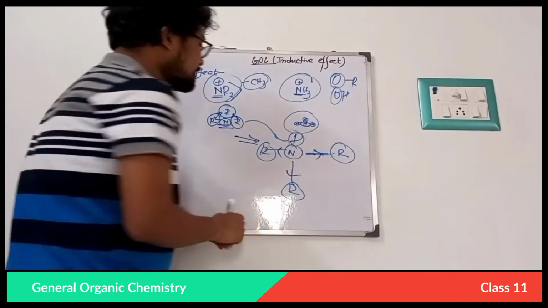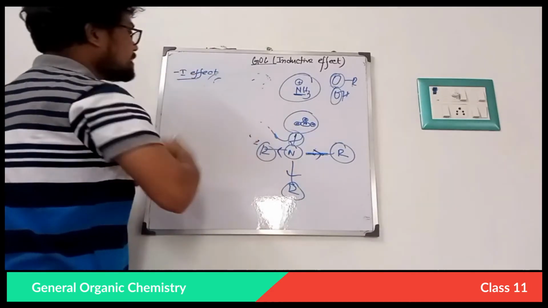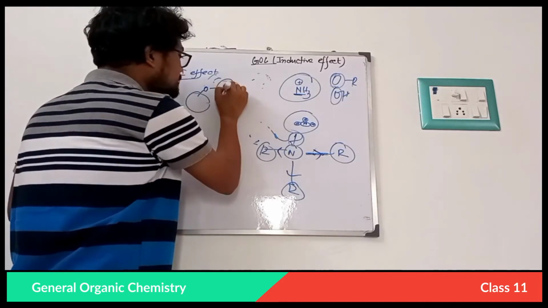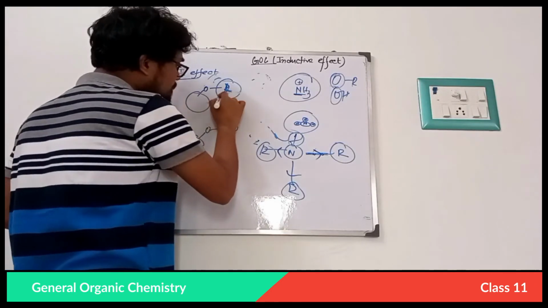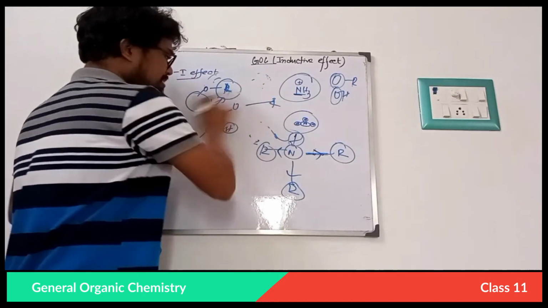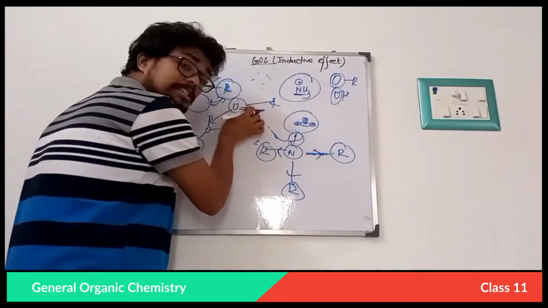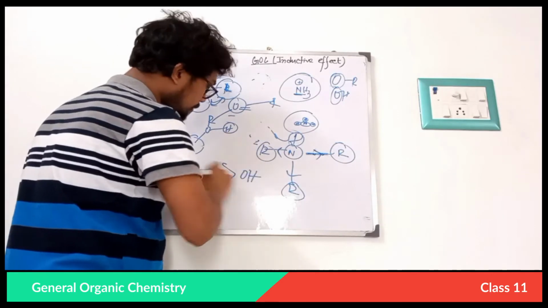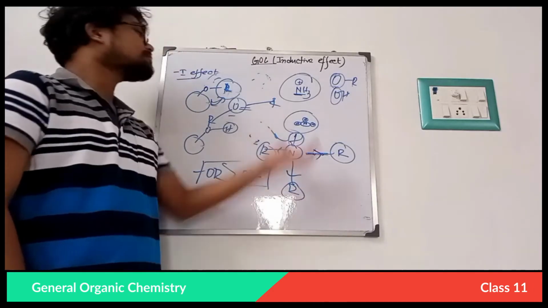The same case happens in the case of OR, that is some group R, and this is the same group, and this is H. The H is smaller in size, but this R group is larger in size. So due to the larger size, the electron density of OR goes far away. So this oxygen becomes electron deficient, and due to this deficiency, OR has greater minus I effect than that of OH. That is the two exceptions.